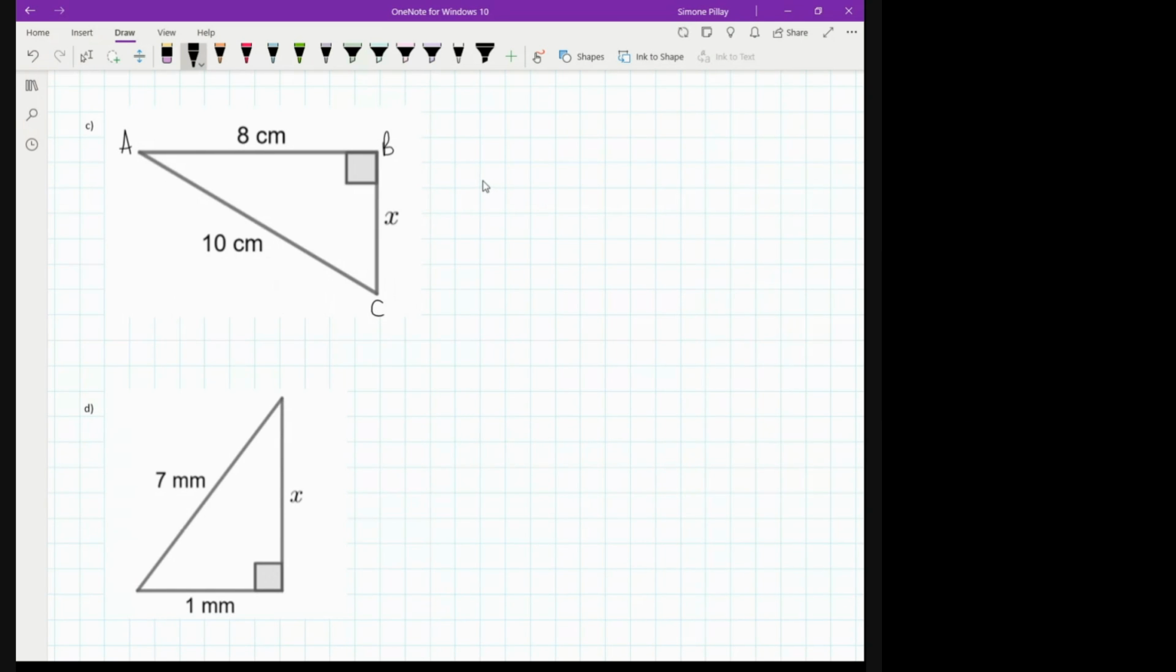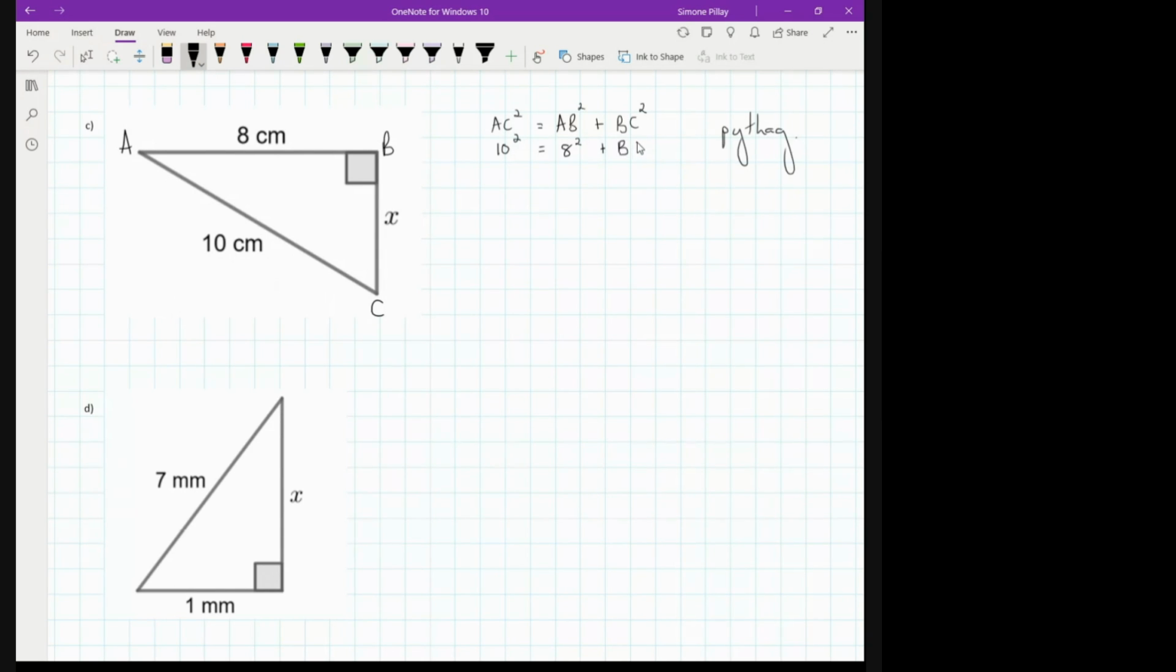So our hypotenuse is going to be 10 centimeters, which is AC squared, equals AB squared plus BC squared. My reason is Pythag. Beautiful. And then we substitute: AC squared, which is 10 centimeters squared, equals 8 centimeters squared plus BC squared.